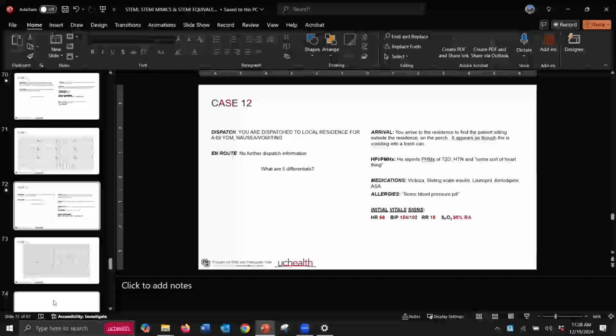You arrive at the residence, find a patient sitting outside on the porch. It appears as though they're vomiting into a trash can. Perfect. History of present illness, past medical history: reports history of type 2 diabetes, hypertension, and quote unquote some sort of a heart thing. Medications: Victoza, sliding scale insulin, lisinopril, amlodipine, and aspirin. Allergies: some blood pressure pill.